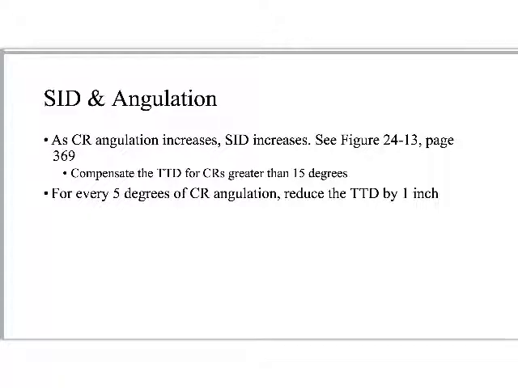So for every 5 degrees of central ray angulation, reduce the tube to tabletop distance by 1 inch. That's a great rule of thumb to use. So anytime I'm doing an angle greater than 15 degrees, I want to start to apply that rule.